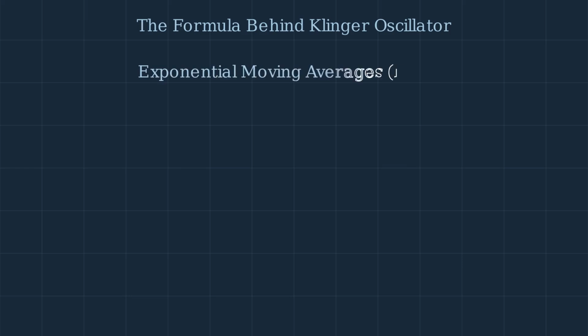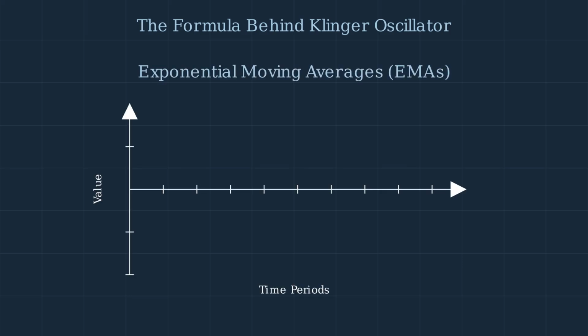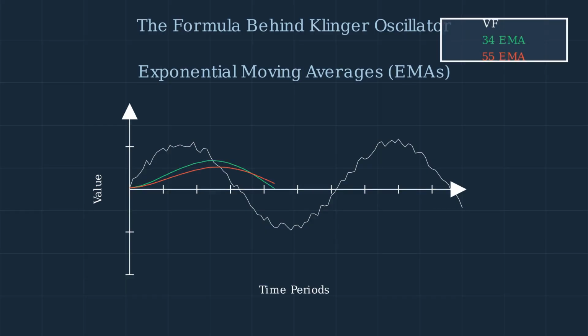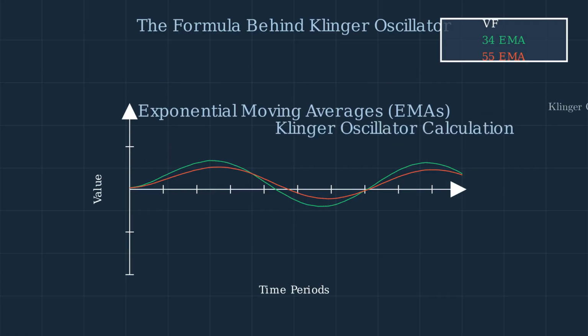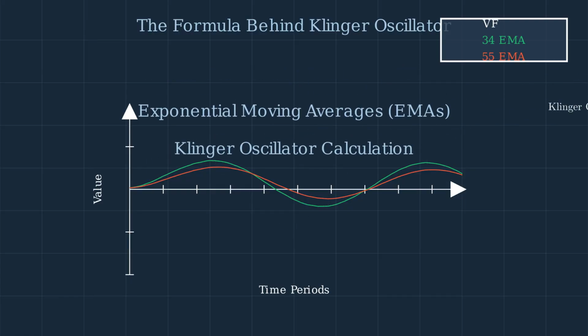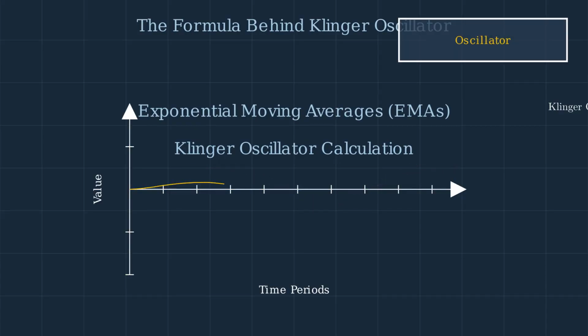Next, we calculate two exponential moving averages of the volume force. A typical setting uses a 34-period EMA for the faster line and a 55-period EMA for the slower line. The Klinger oscillator value is calculated by subtracting the slow EMA from the fast EMA. This creates a line that oscillates above and below zero, indicating volume force momentum.